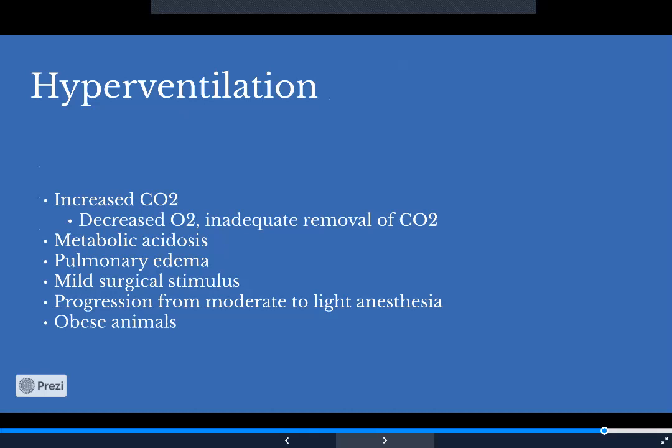They could be progressing from moderate anesthesia to light anesthesia. I'm sorry, moderate anesthesia to light anesthesia. So they could just be waking up. Hyperventilation does happen many times in obese animals, and so this is a risk that we have.